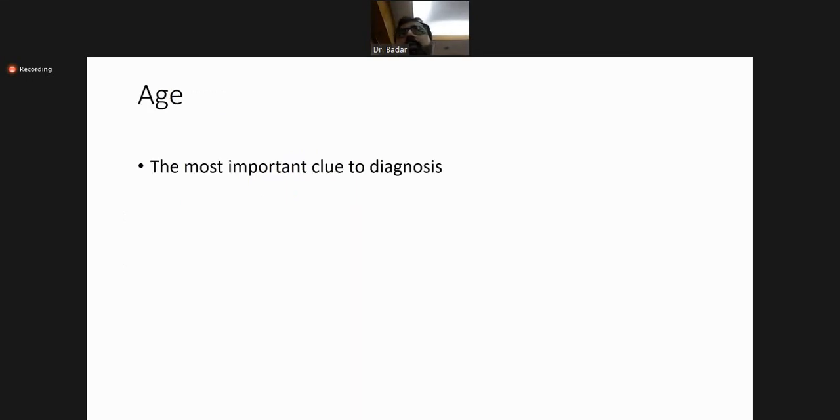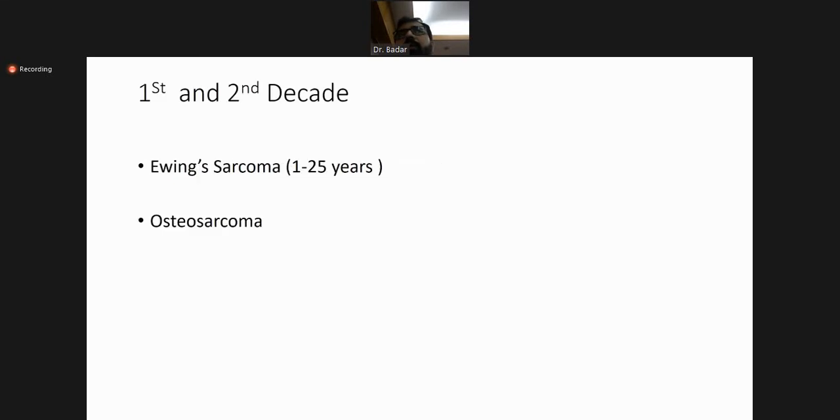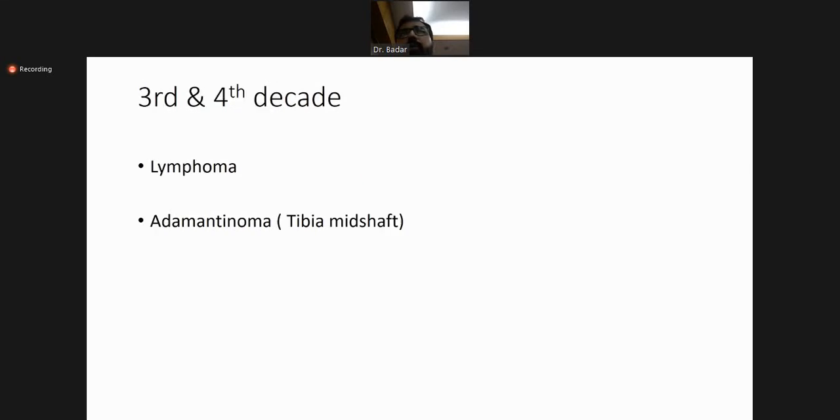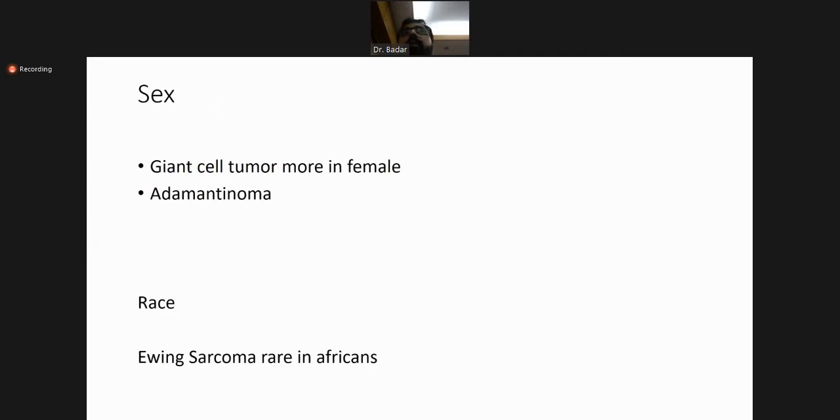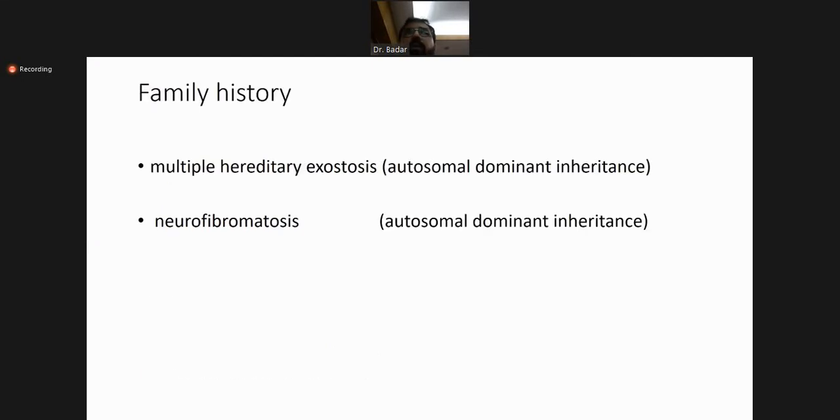And age is the most important clue to the diagnosis, because most of the tumors in the first and second decades are Ewing's and osteosarcoma, and in the third and fourth decades they are lymphoma and adamantinoma if the tumor is in the mid shaft of the tibia. In females, giant cell tumor and adamantinoma are more common, while Ewing's sarcoma is less common in Africans. There is also a significant family history in multiple hereditary exostoses, along with neurofibromatosis.